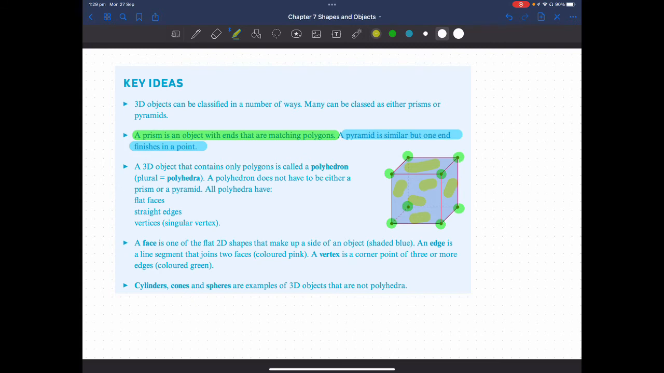A cylinder is a shape that has circular ends like that. It is not a polyhedra. Why? Because it's not made up of vertices. It doesn't have flat faces. It has 2 flat faces at each end, but the rest of the shape around the central part is curved. There are no vertices.